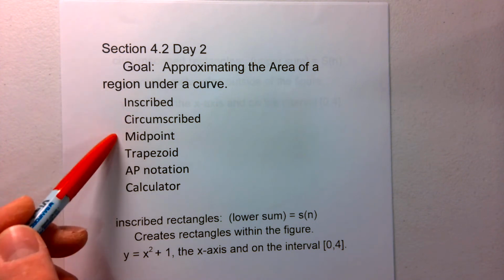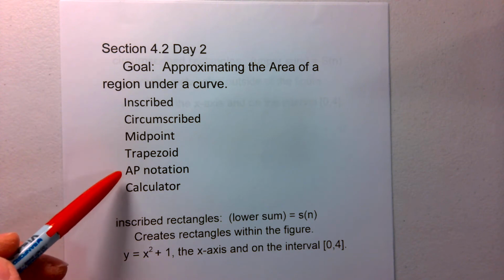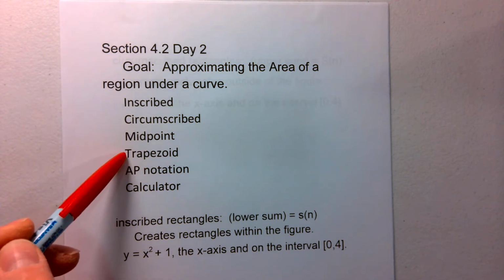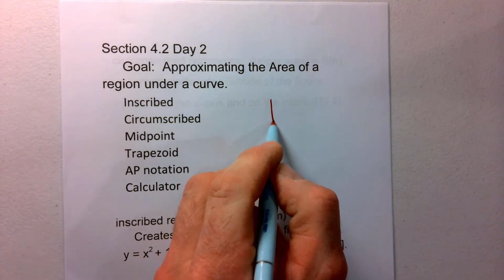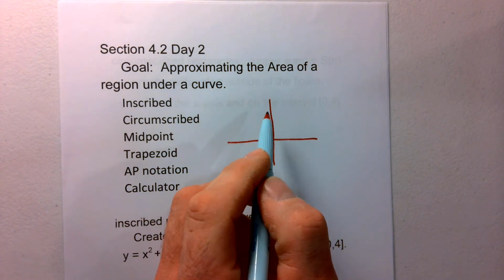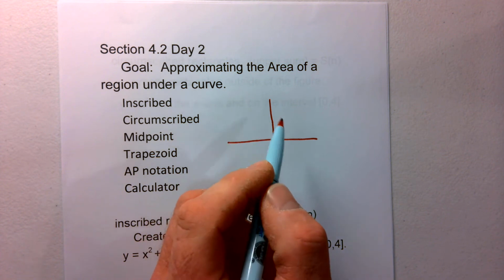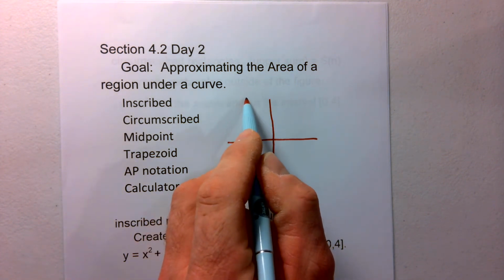While we're doing those, we're going to look at the AP notation that we're going to be expected to use, and at the end I'll show you how to use our calculator programs to find these 4 methods. So what are we going to ask you to do to approximate the area under a curve? We know that if we're given a nice geometric figure, a rectangle or a triangle or a trapezoid, we can find the area of them.